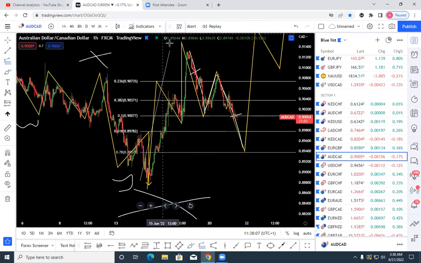And how do we know the exact spot where equal leg will be formed? Okay, let's first and foremost delete the fib.